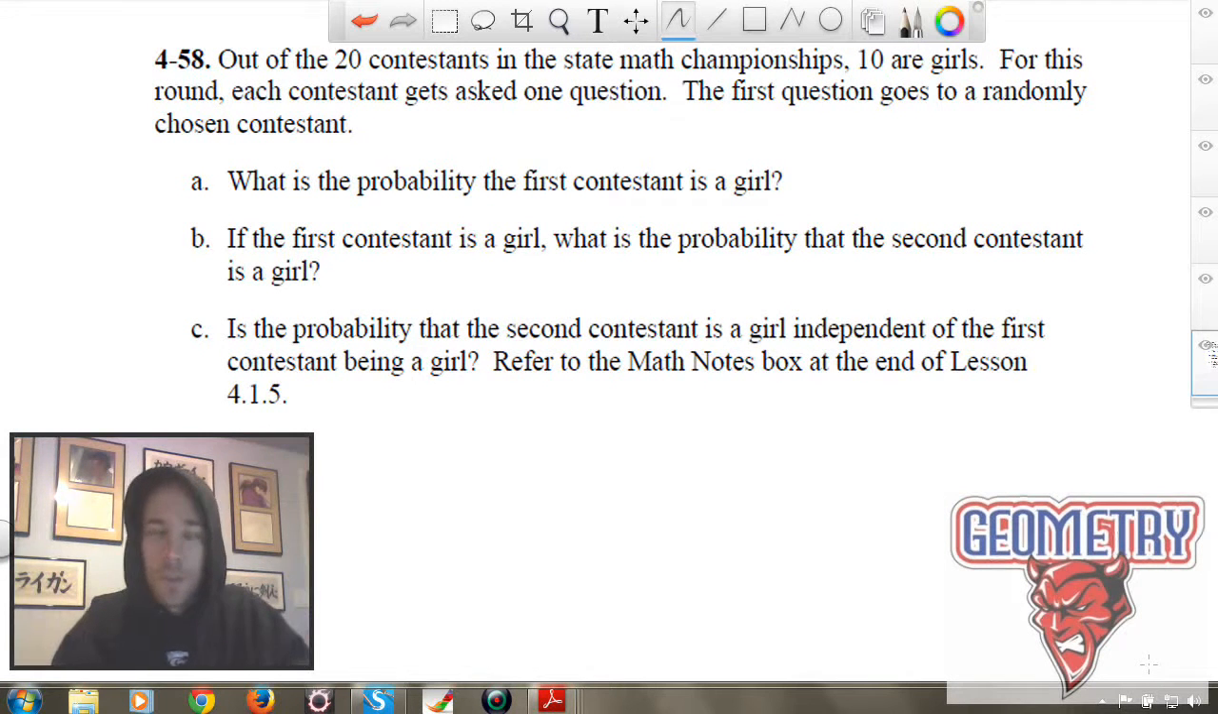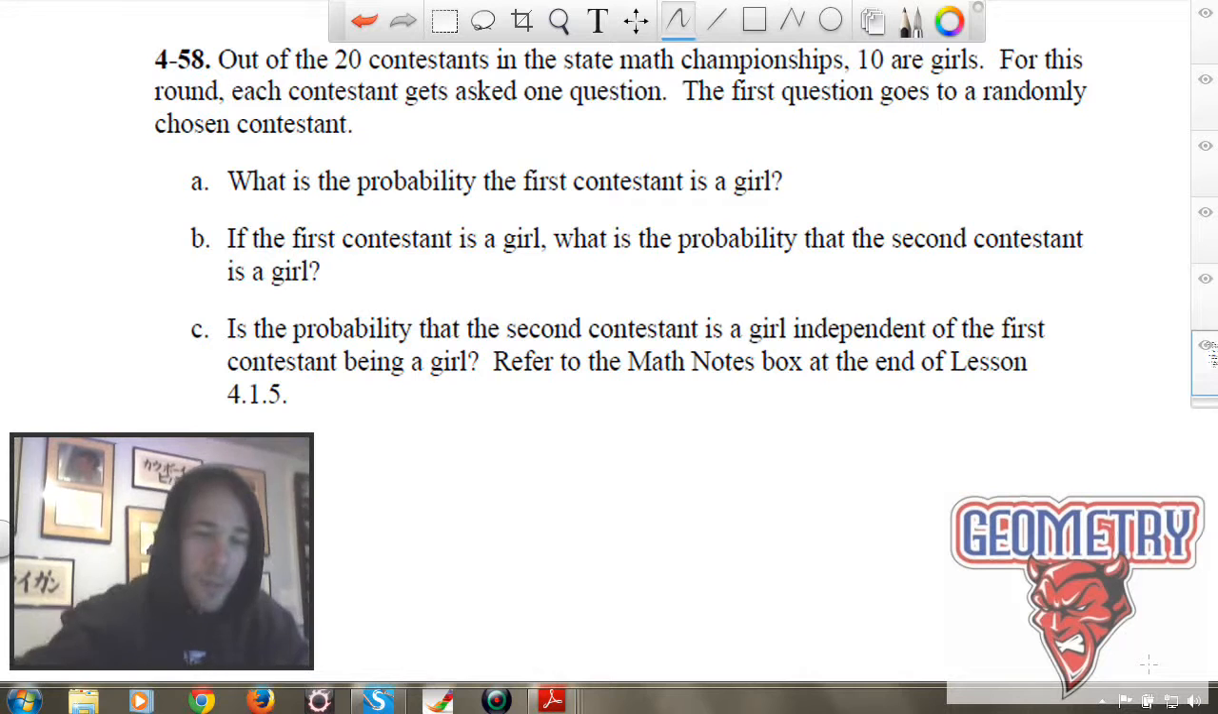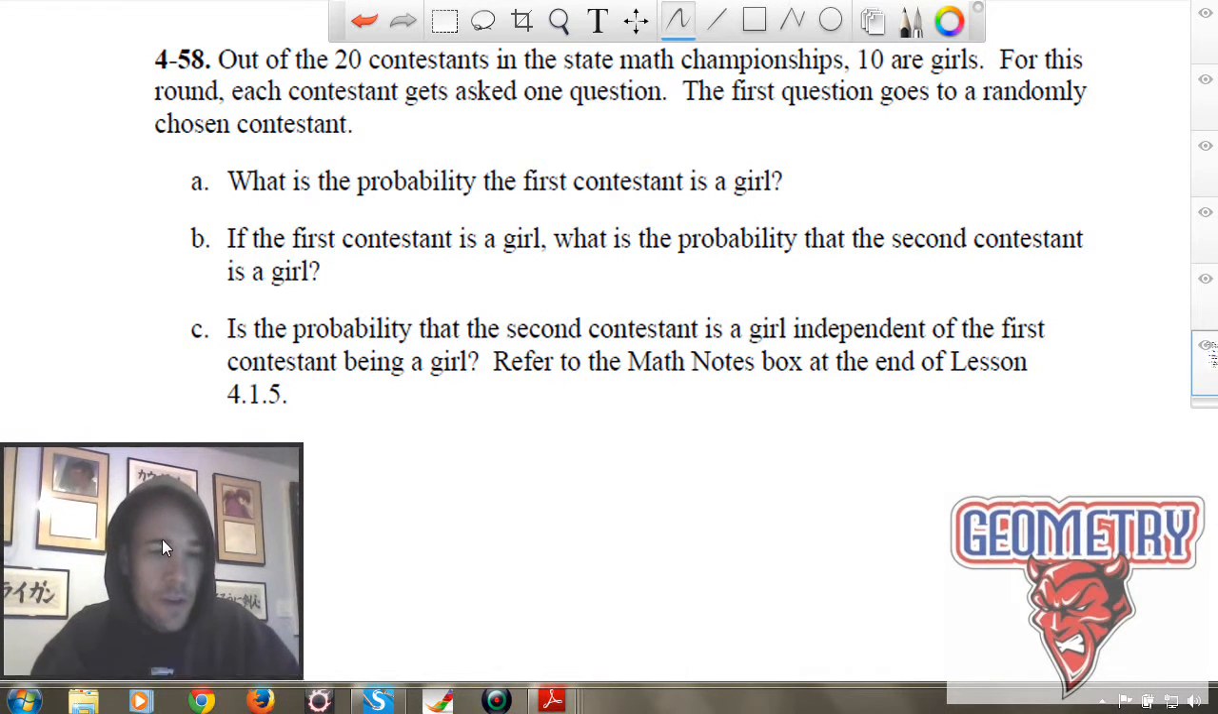Okay, this is regular geometry. This is our probability unit, unit 4, and this is section 4.2.1 exercises.